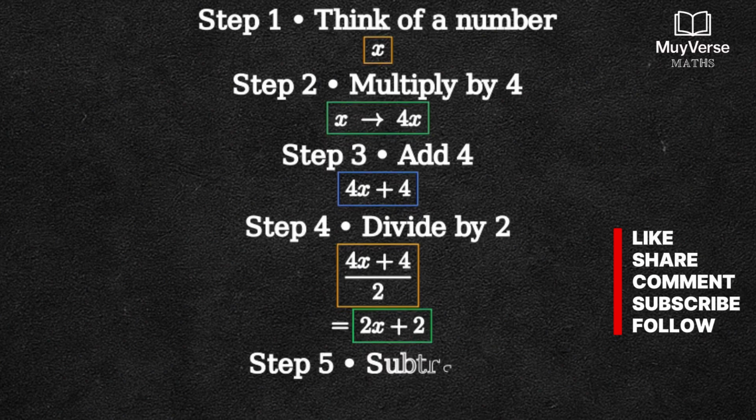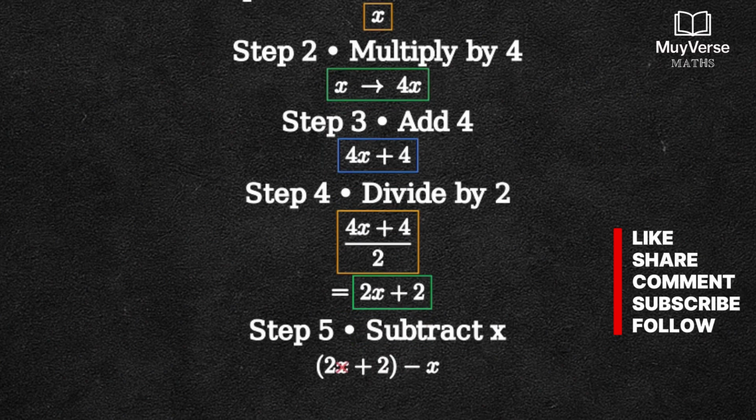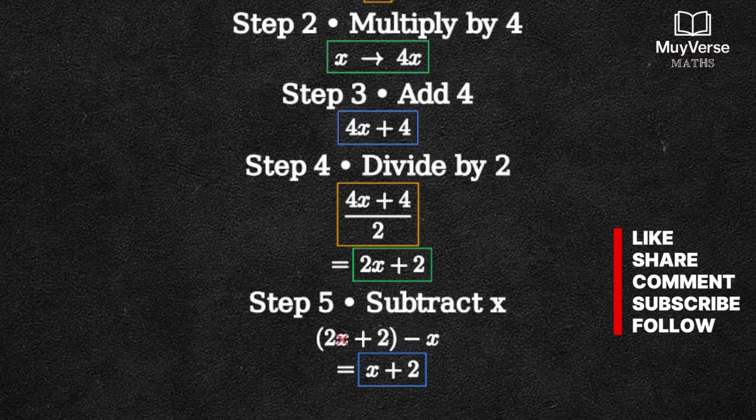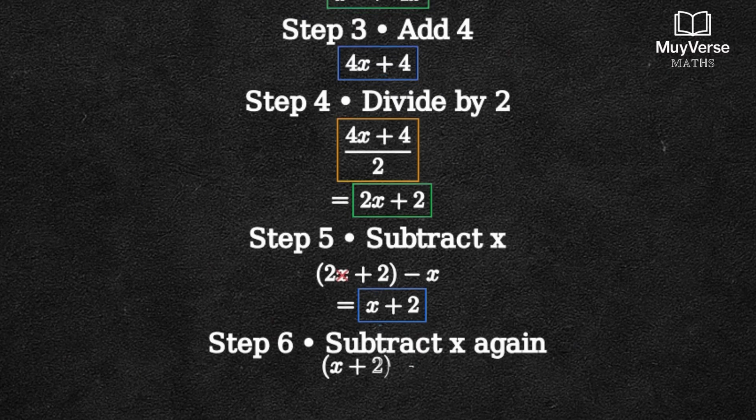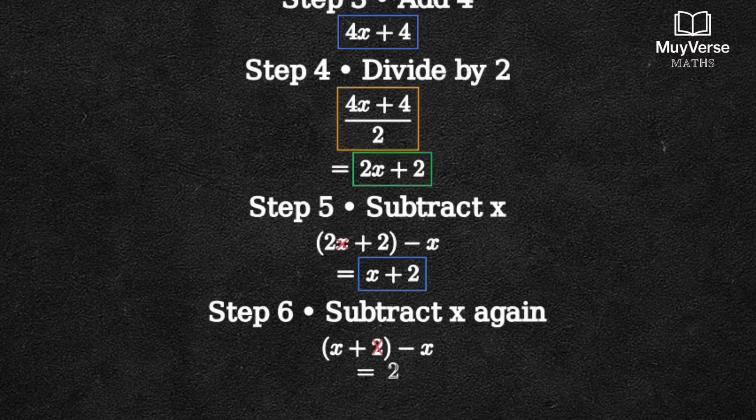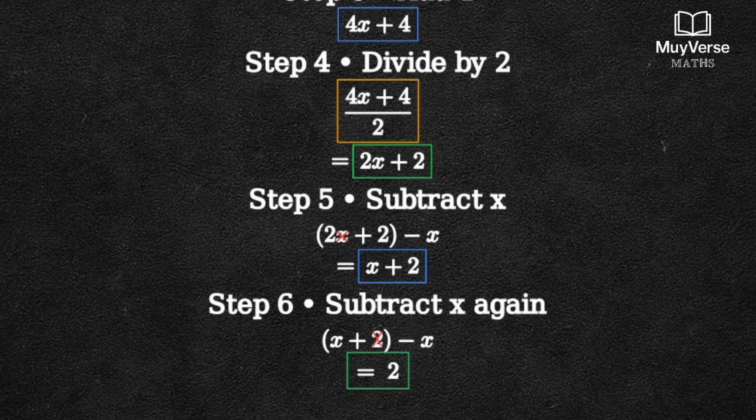Step 5. Subtract your original number x. 2x plus 2 minus x becomes x plus 2. Step 6. Subtract your original number x again. x plus 2 minus x leaves just 2. Box the final result.